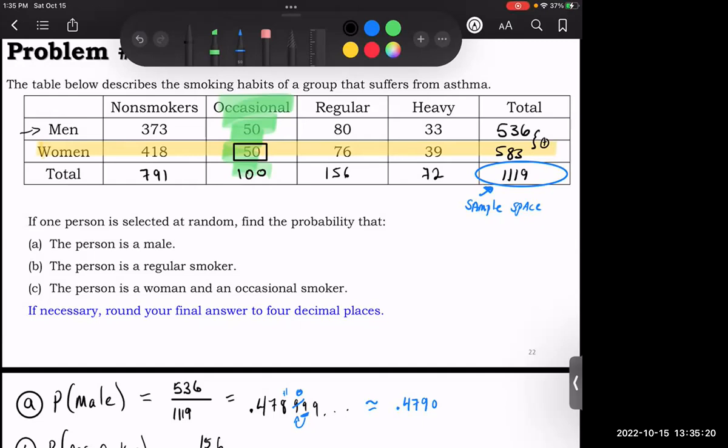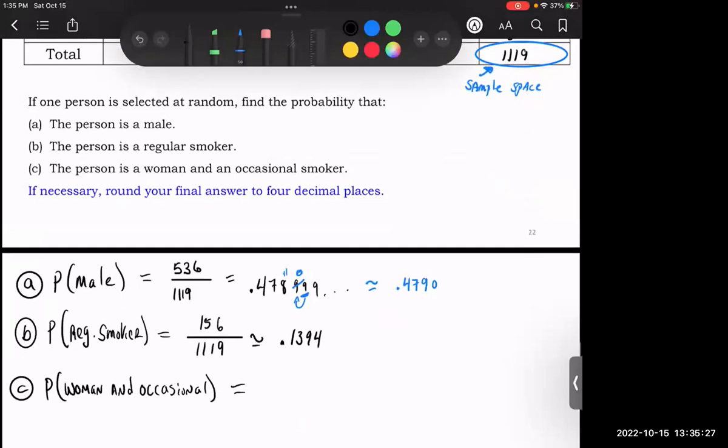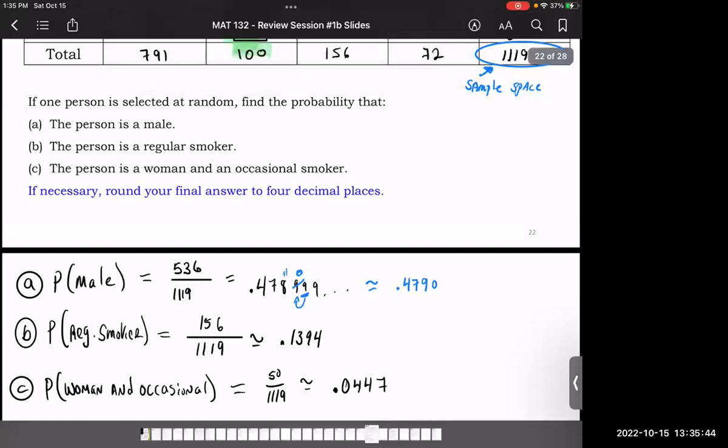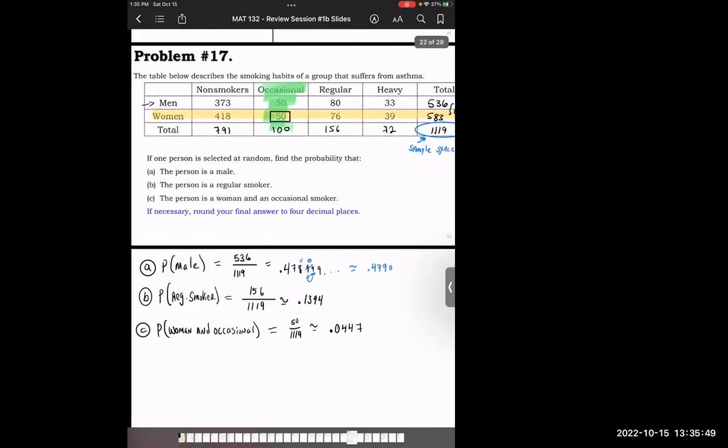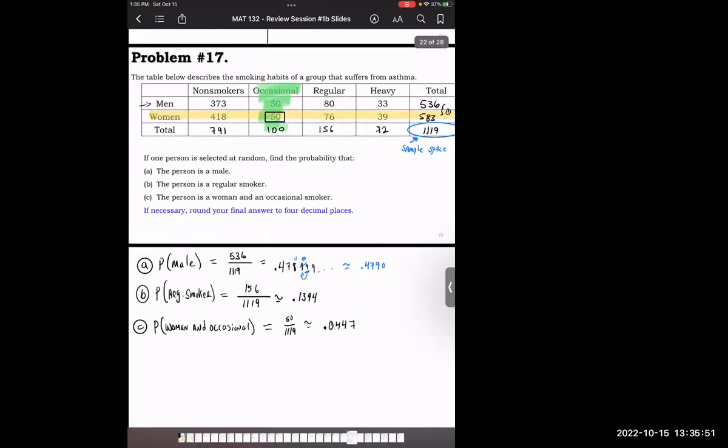So it's 50 divided by, but be careful now, you divide by our sample space. We're still dividing by the sample space. So it's 50 over 1,119. If you do 50 divided by 1,119, this is going to be approximately 0.0447. And that's your solution. So parts A through C.